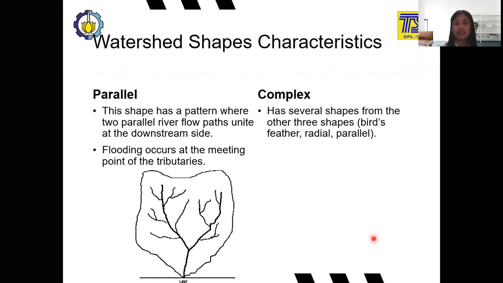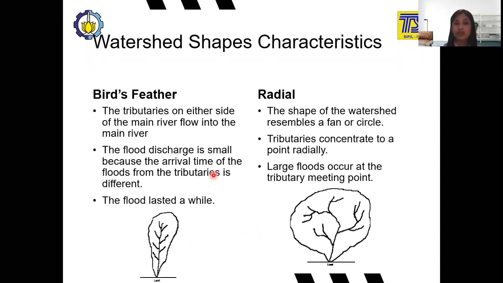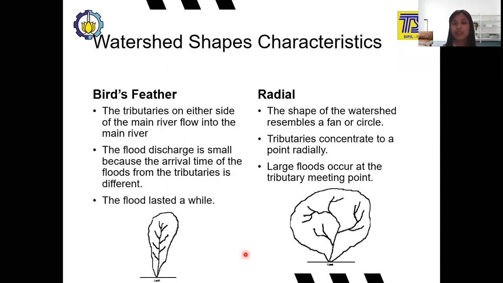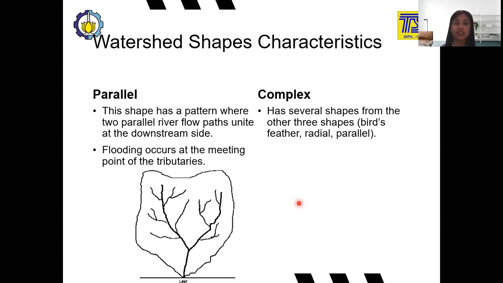The other one is parallel. This shape has a pattern where two parallel river flow paths unite at the downstream side. Flooding occurs at the meeting point of the tributaries here. So this parallel is similar to the radial, but this parallel is rather like twin rivers here. But the radial is rather circular. So you can see the differences between radial and parallel.